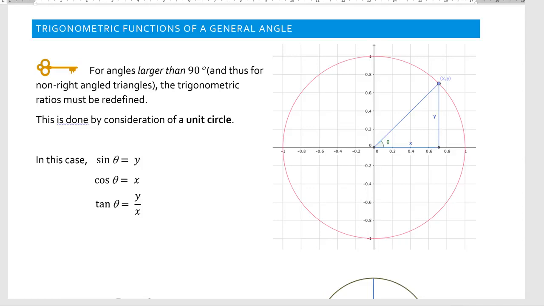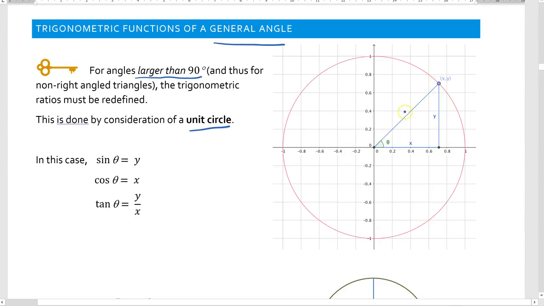Hello mathematicians. We're now going to have a look at trig functions of a general angle. In other words, we're going to move on from being limited to right angle triangles and open up the possibility of looking at angles which are larger than 90 degrees and therefore non-right angle triangles. And we do this by thinking about a unit circle.